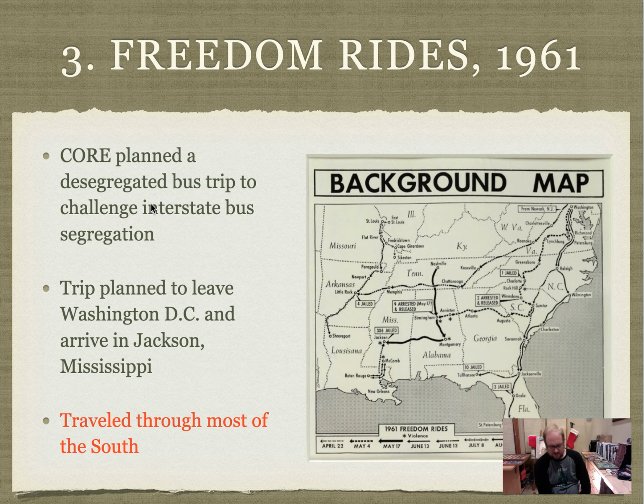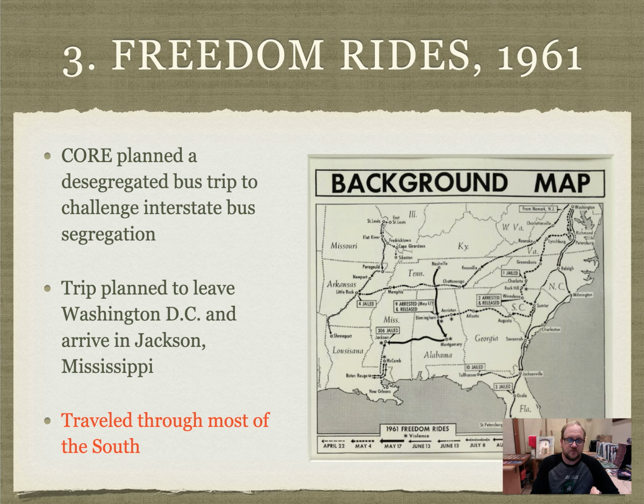Okay, in 1961, a group of CORE members, the Congress of Racial Equality, is going to test the new laws that basically say all buses and all bus terminals and all bus stations must be desegregated. So they're going to be traveling from Washington, D.C. down to Jackson, Mississippi, traveling through the most racist and the hardest parts of the South, segregation-wise.